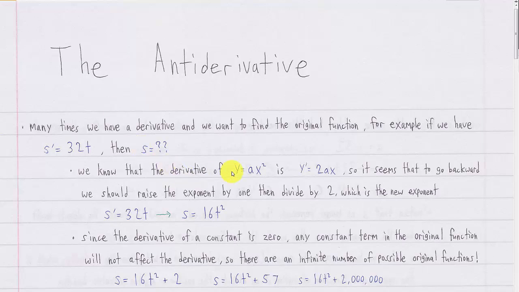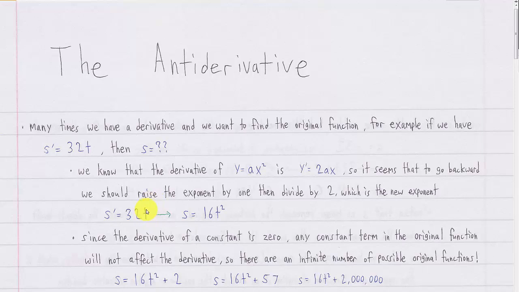So remember that the derivative of the function y equals ax squared, where a is a constant, is 2ax. So it looks like we took the exponent and put it in front and then subtracted 1 from the exponent. So to go backwards, if we start with 32t, it seems like we should raise the exponent and then divide by the new exponent. So let's try this.